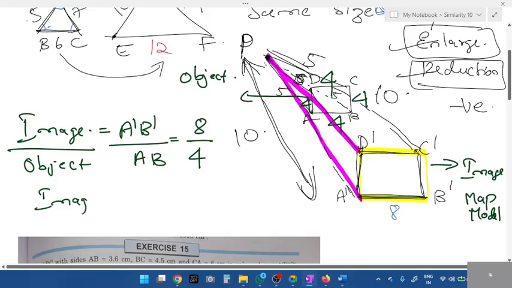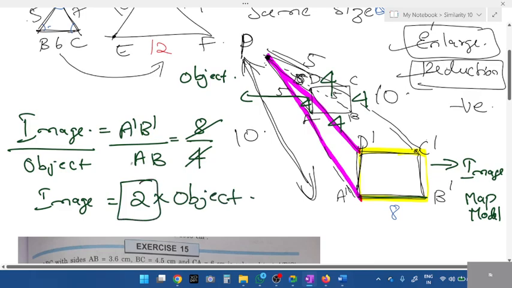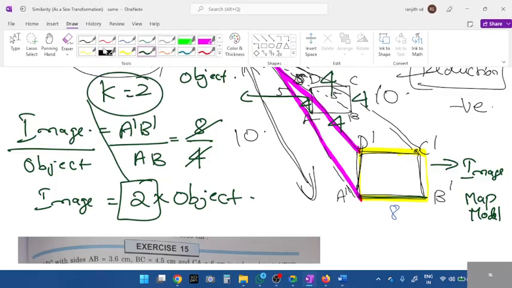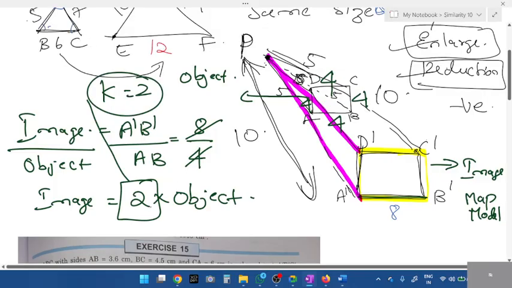Now look here, image is equal to, I'll shift this. If I reduce, what do we get, students? 2. I'll shift the object to that side. This is how we get the K. K is the scaling factor. What is the scaling factor here? K is equal to 2.